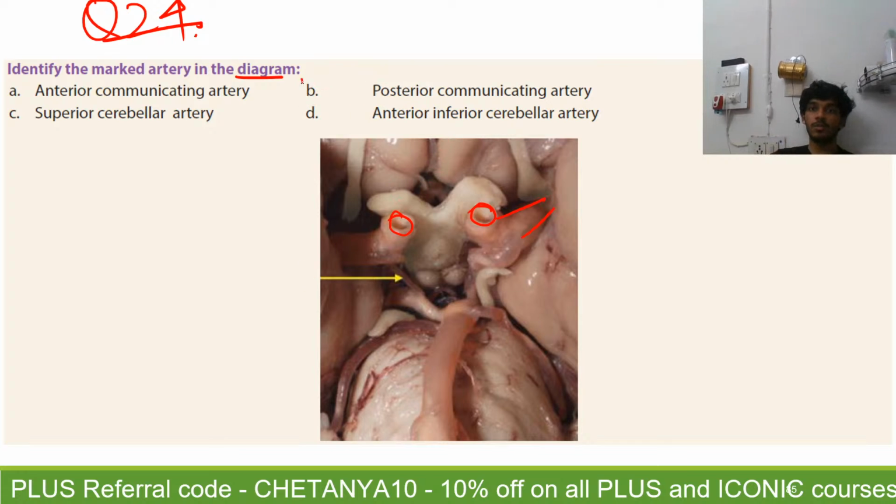Answer is B, posterior cerebral artery. Absolutely right. You have a very good knack here in this blood supply portion. I think that you are very comfortable.